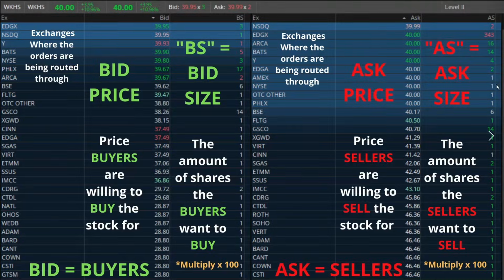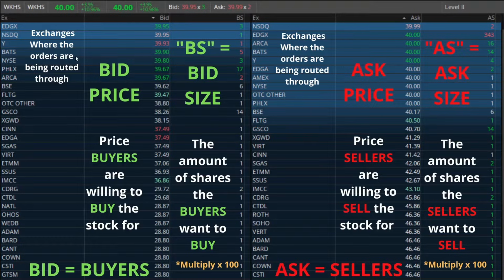So here we have a screenshot of a level 2. Now, no matter what platform, what broker you use, the level 2 is going to be the same, even for any stock, any future, any option, any market. The level 2 will show you the same amount of information. This is for a stock. It's ticker symbol WKHS.